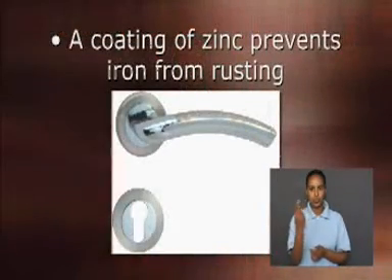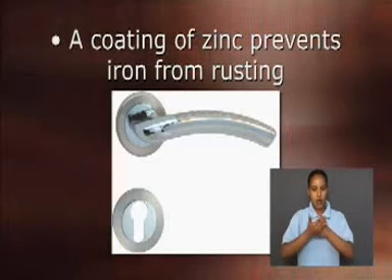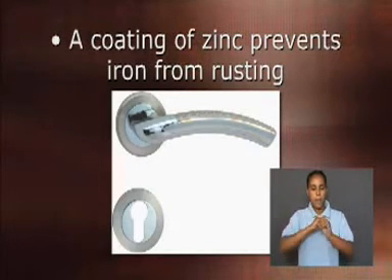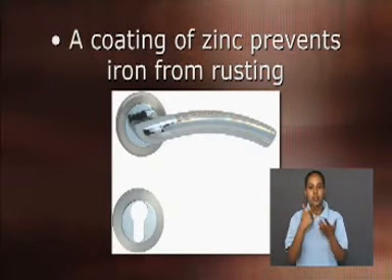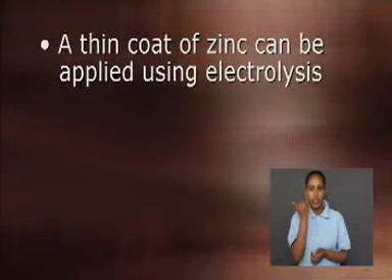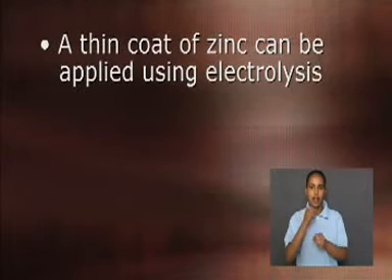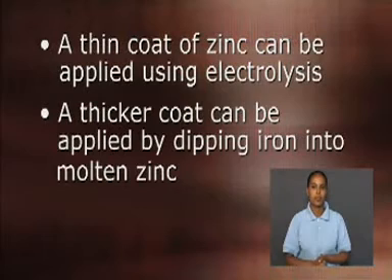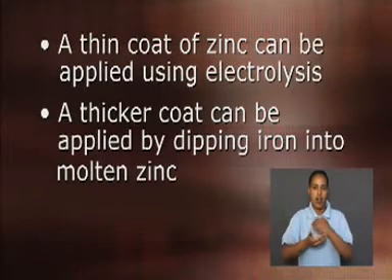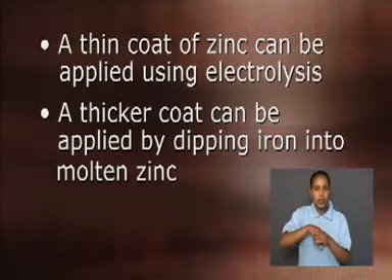Welcome back, students. Zinc is used regularly to coat iron because it prevents the iron from rusting. If that was part of your answer, great job. Let us discuss how this process is done. A thin coating of zinc can be applied to iron using electrolysis. A thicker layer can be applied by dipping iron into molten zinc.